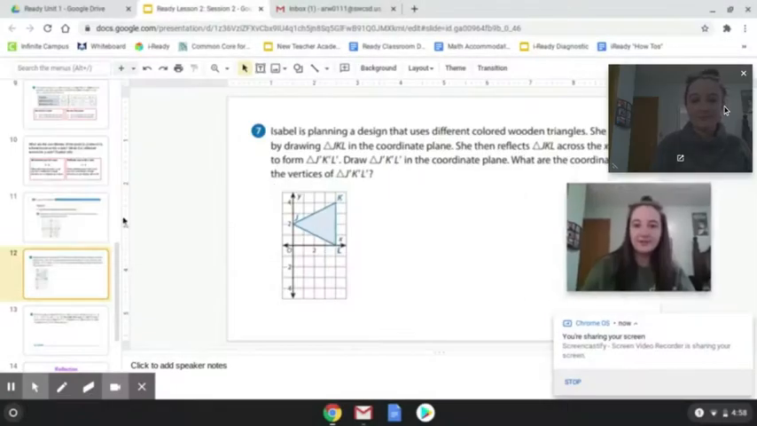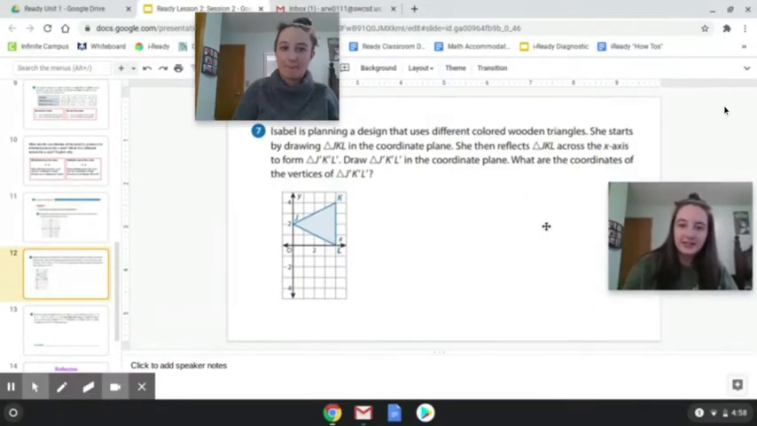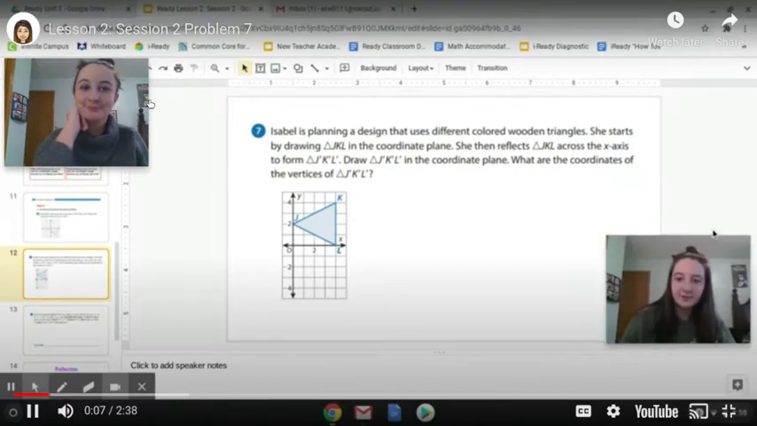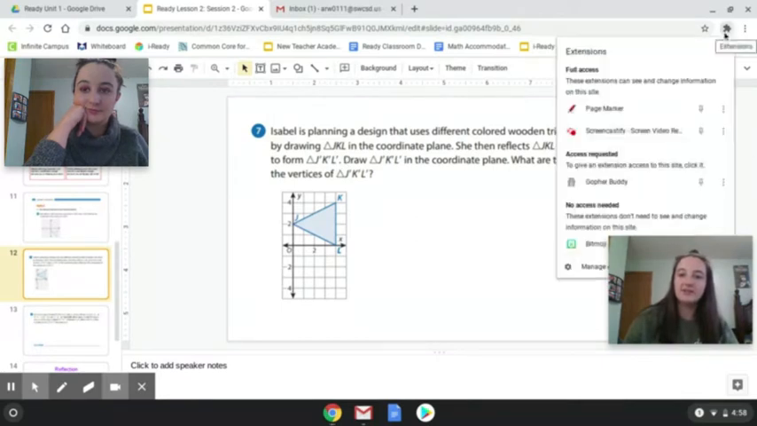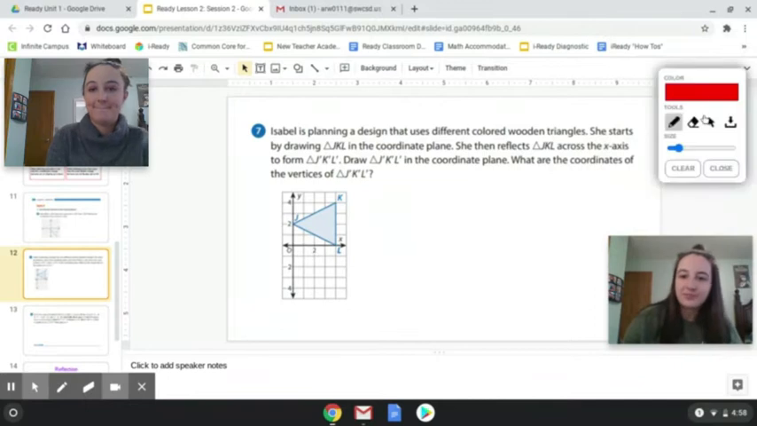Alright, so we are going to be looking at this right here. Our question says that Isabella is planning a design that uses different colored wooden triangles. She starts by having this triangle in the coordinate plane. She wants to reflect it across the x-axis to form the triangle J prime, K prime, L prime. So we want to draw it and then find the coordinates. So first we are reflecting across the x-axis, so that's this one right here.